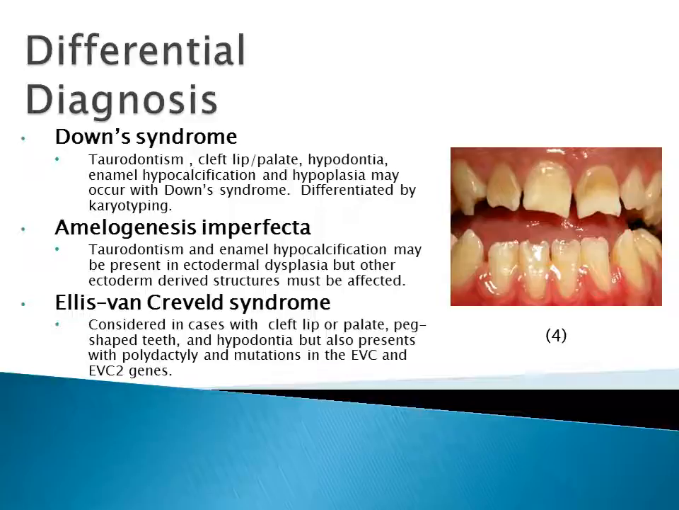Amelogenesis imperfecta: taurodontism and enamel hypocalcification may be present in ectodermal dysplasia, but other ectoderm-derived structures must be affected. Ellis-van Creveld syndrome: considered in cases with cleft lip or palate, peg-shaped teeth, and hypodontia, but also presents with polydactyly and mutations in the EVC and EVC2 genes. To the right is a picture of an individual suffering from amelogenesis imperfecta.